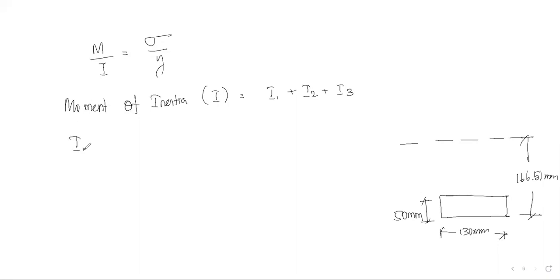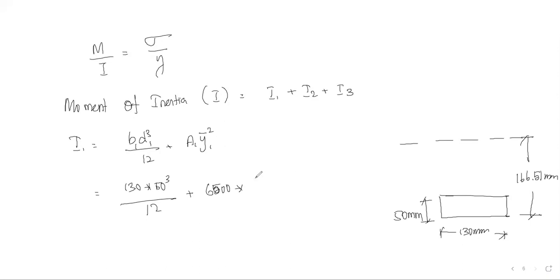So I1 is equal to, okay, normal formula BD cube by 12 plus A into y bar square. So let us calculate the value. B is nothing but 130 mm, and D is 50, so 50 cube divided by 12, plus area of the first section A1 into Y1 bar square.